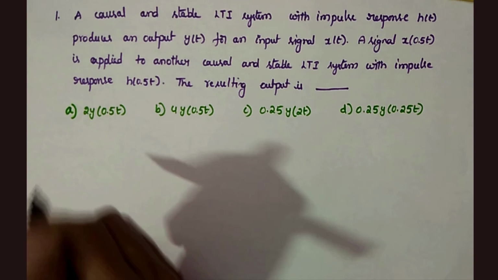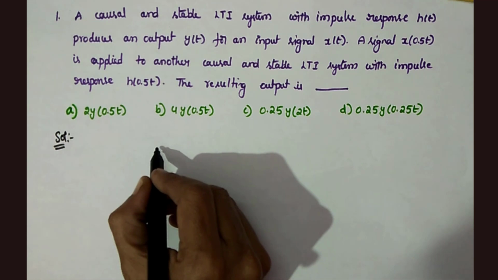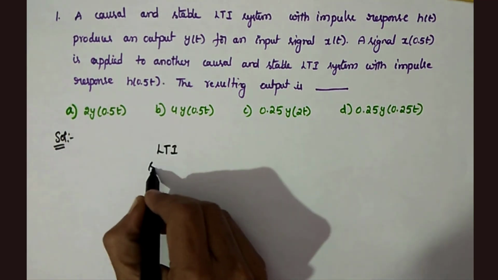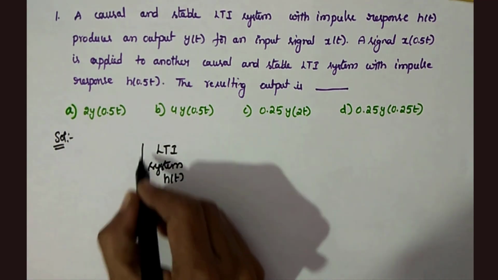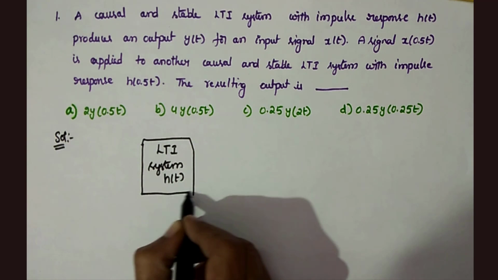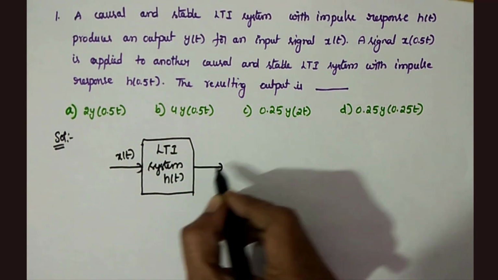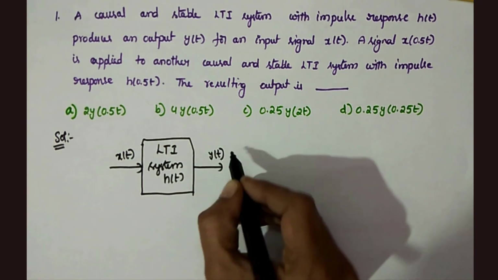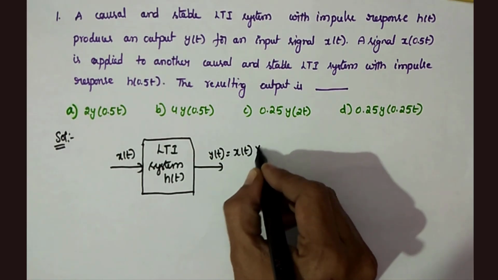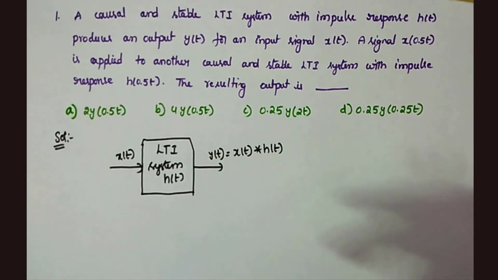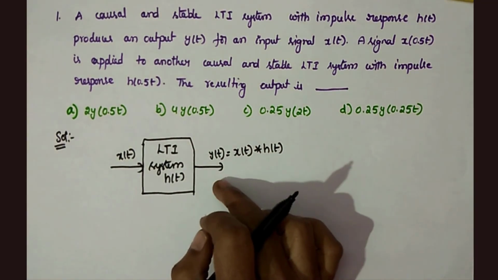Okay. So, first, they have taken one LTI system whose impulse response is h of t. For this, the input is x of t, and from this we are going to get y of t as output. We know the basic equation: y of t is x of t convolved with h of t. In that way we get the LTI system output.